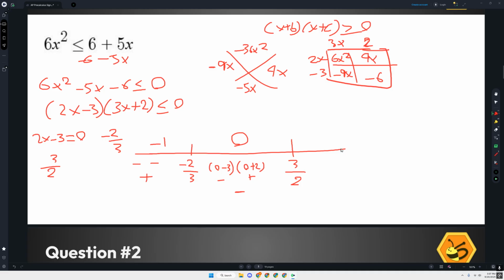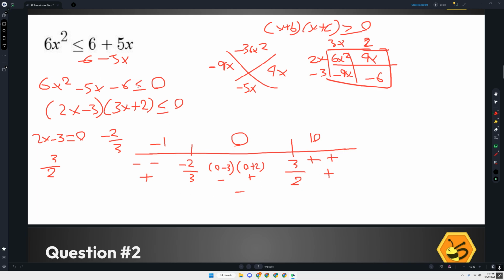And then finally, you're going to plug in a number on this side. What number can you plug in on the right side? Okay, you could plug in 10. So the first number would be positive because 20 times 3 would be positive. And then you would plug in another positive number, which means it would be positive.